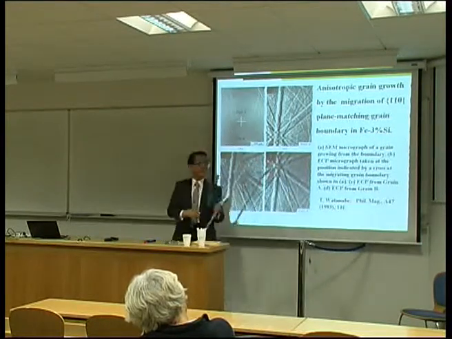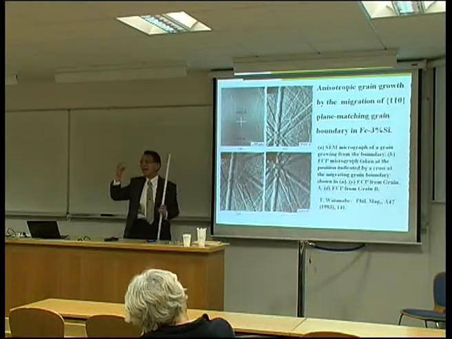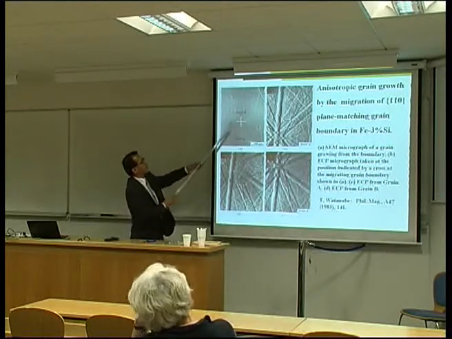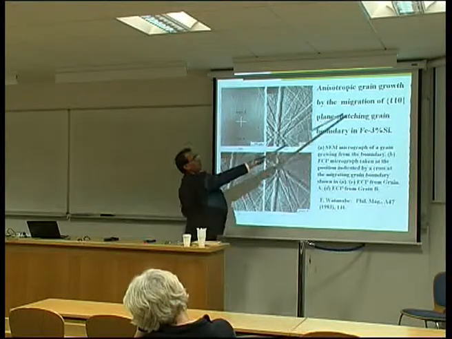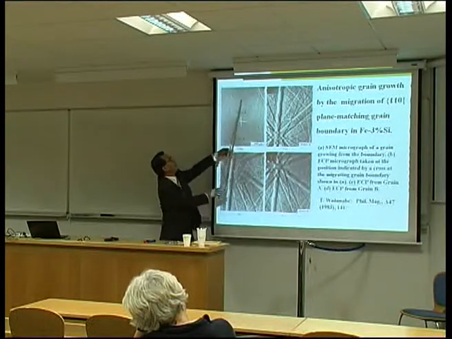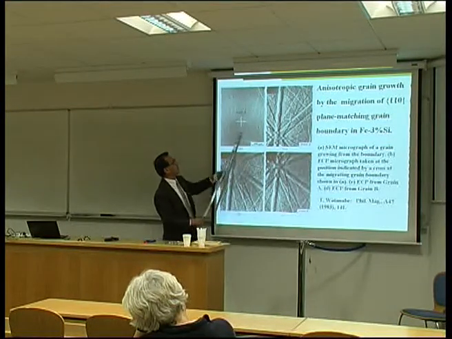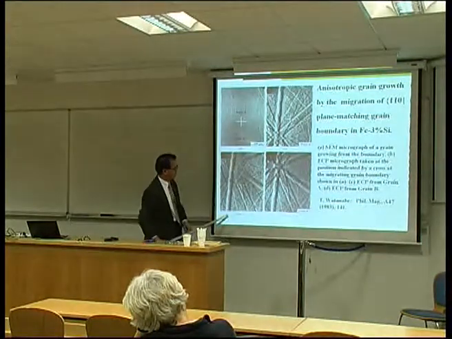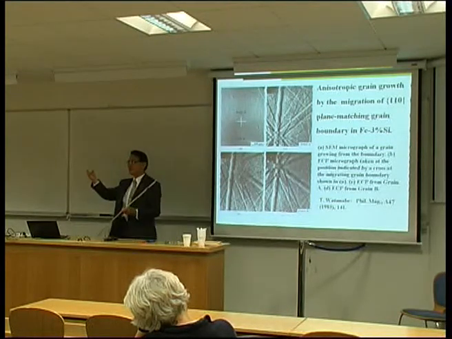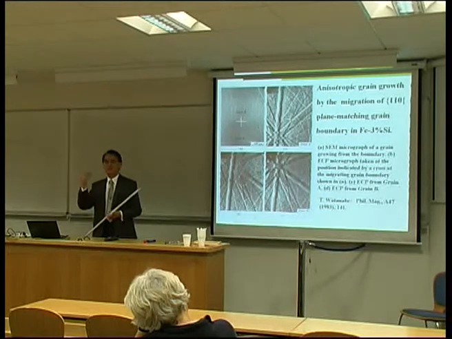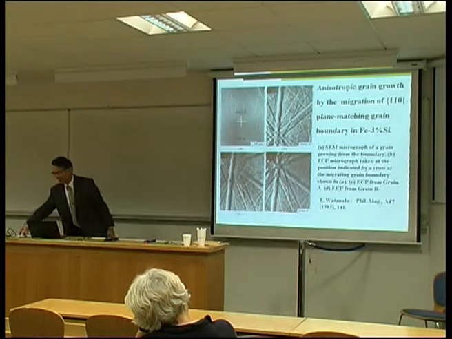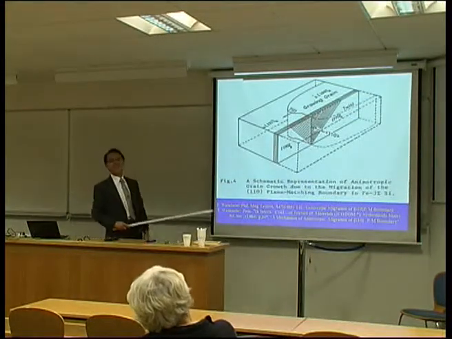So such an anisotropic migration occurred due to the frame matching boundary, the 110 frame matching boundary. Particularly abnormal grain growth, or anisotropic grain growth, occurred along the 110 frame due to the migration of the tilt component of the 110 frame matching. So, that's the model. This is simple.